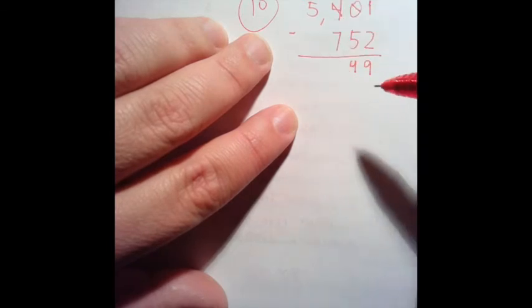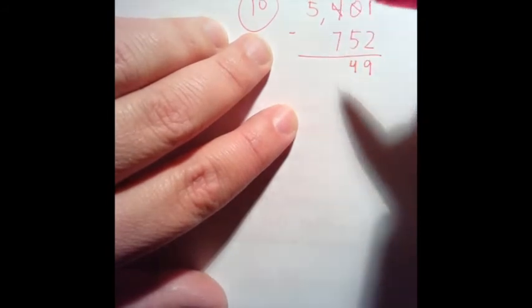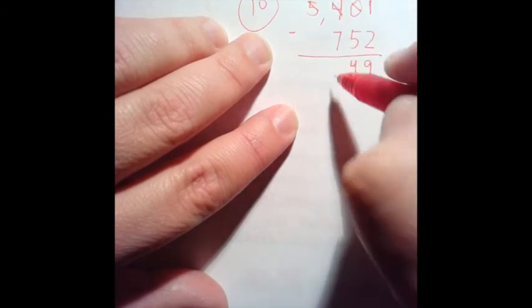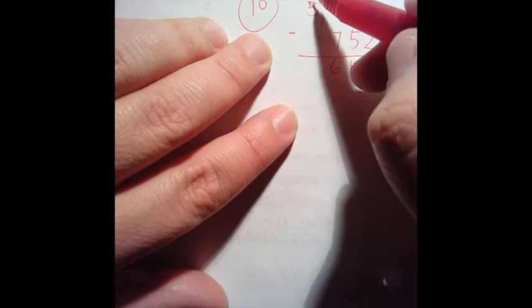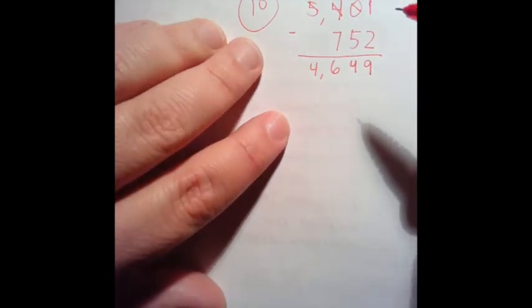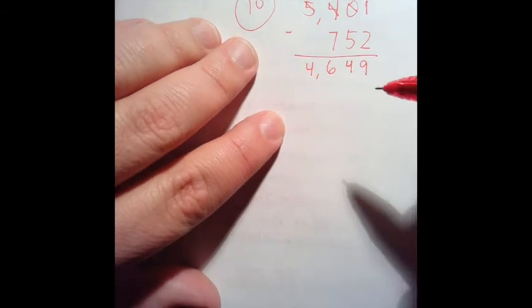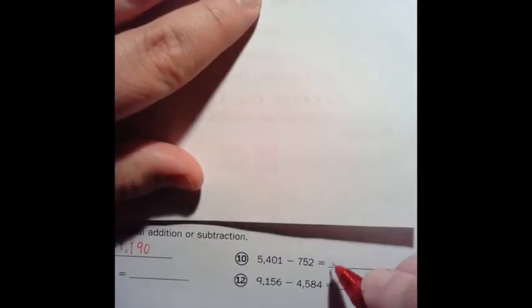3 take away 7, can't do that, so you've got to trade with your thousands place. Make that a 4. We're going to add 10 hundreds to the 3 that we already have. That's 13. 13 take away 7 is 6. And 4 take away nothing is 4. For a total of 4,649. Go ahead and put that here.